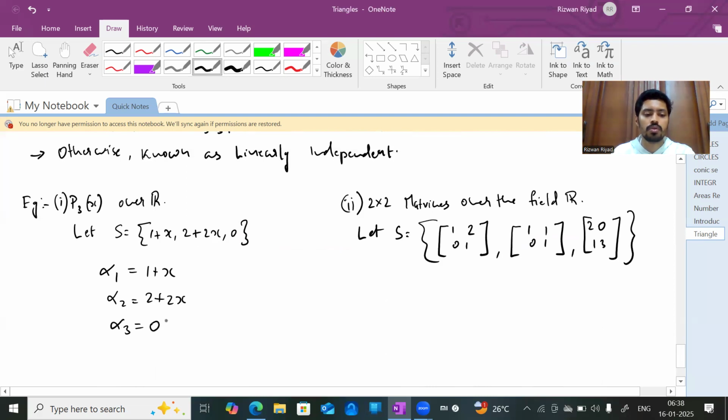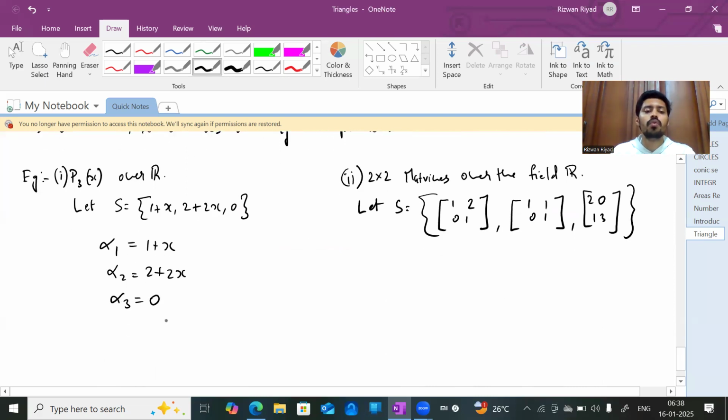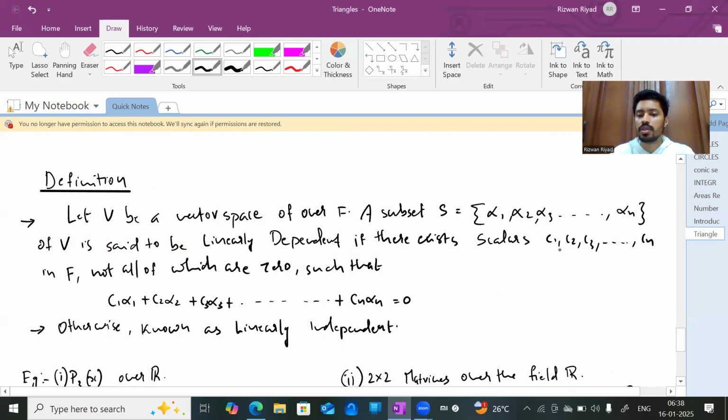Now when can we say that these vectors alpha 1, alpha 2, alpha 3, or 1 plus x, 2 plus 2x, and 0, are linearly dependent? If there exist C1, C2, C3. Up to C3 is required because we have only up to alpha 3. So this C1, C2, C3, etc.